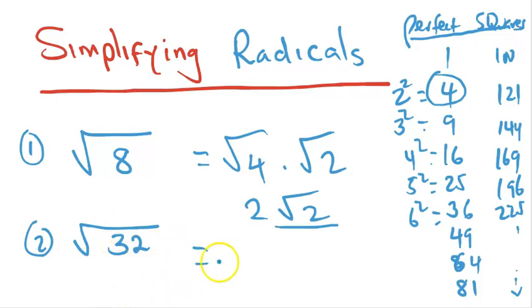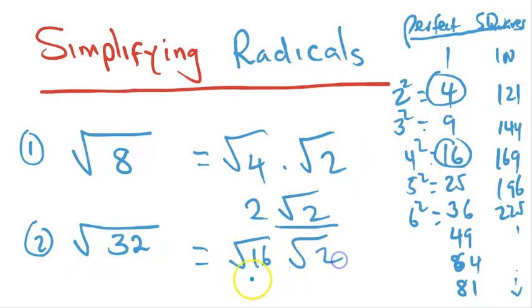So similarly, we write it as two radicals such that one has a perfect square. The largest perfect square is 16, which is the square of 4. So I will write root 16 times root 2. But root 16 is 4, and that will give me 4 root 2.